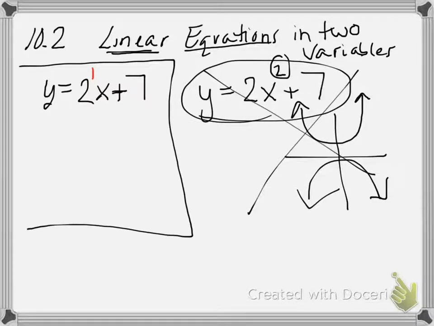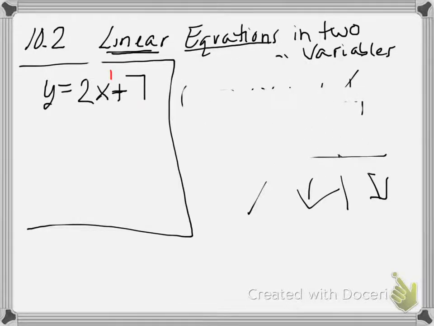So if you have a linear equation, most likely it's going to have an x and a y and a number. And the x, I put the little 1 on the wrong one, although the 2 does have a 1. There. The x is going to have an exponent of 1. Okay?